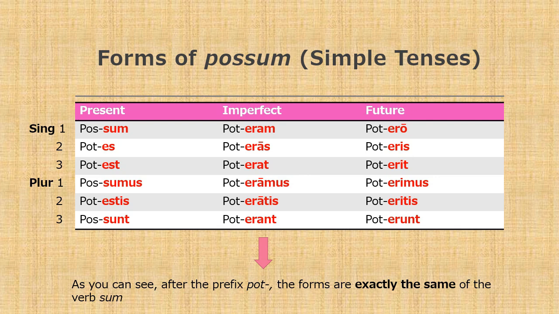As you can see, the forms of possum are really easy to learn, because the prefix is almost always pot, and the endings, the forms, are exactly the same as the verb sum. So for the present, we're going to have pot-sum, pot-es, pot-est, pot-sumus, pot-estis, pot-sunt. For the imperfect, pot-eram, eras, erat, eramus, eratis, erant. And for the future, pot-ero, eris, erit, erimus, eritis, erunt. Therefore, as you can see, if you know the forms of sum, it is impossible for you to go wrong with the forms of possum.